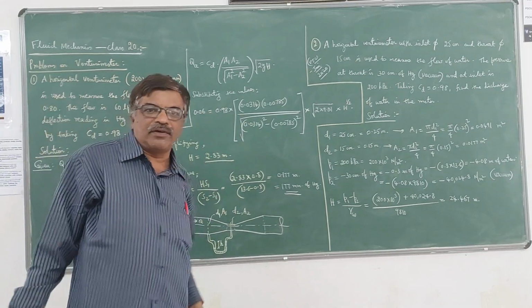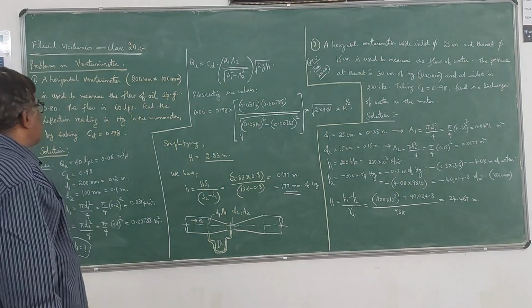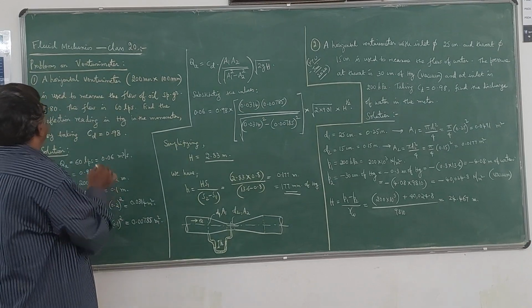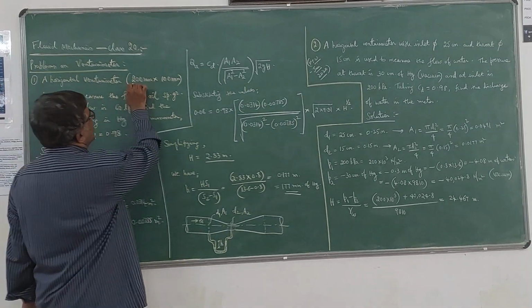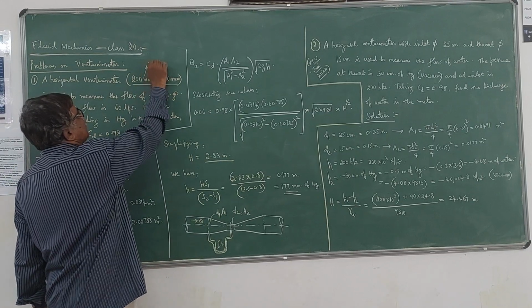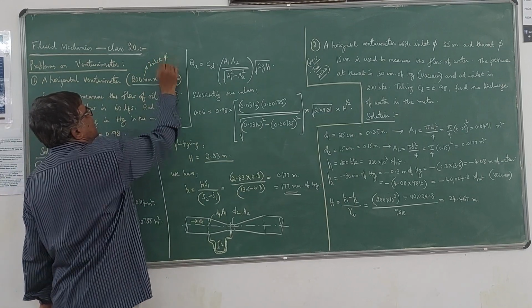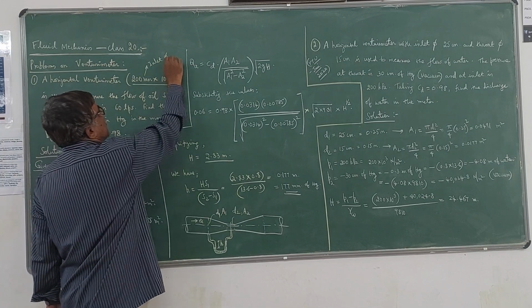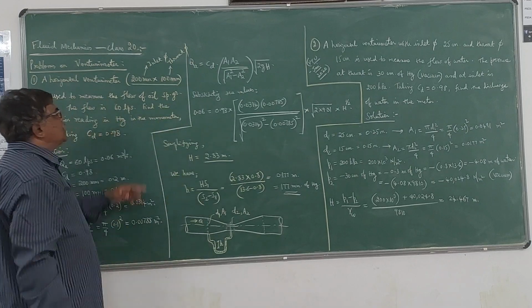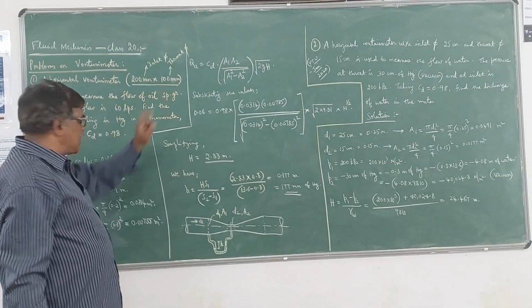Last class I had derived the discharge equation. Here of course the discharge is given. So let us see what data they have given. A horizontal Venturimeter 200 mm by 100 mm means this 200 mm is the inlet diameter. First reading is the inlet diameter, second reading is the throat diameter. So sometimes they give like this. So D1 is 200 mm, D2 is 100 mm.